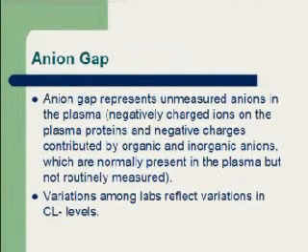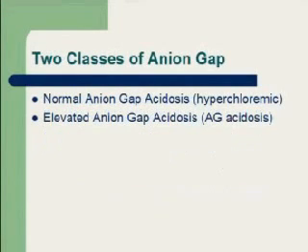A term referred to as the anion gap refers to the unmeasured anions in the plasma: negatively charged ions on the plasma proteins and negative charges contributed by organic and inorganic anions, which are normally present in the plasma but not routinely measured. Variations among labs and variations in chloride level may occur. There are two classes of anion gap acidosis: normal anion gap acidosis due to hyperchloremia, and elevations in the anion gap, or AG acidosis.